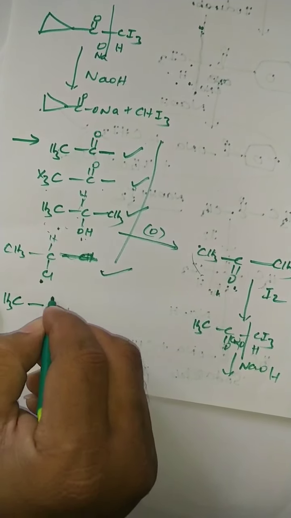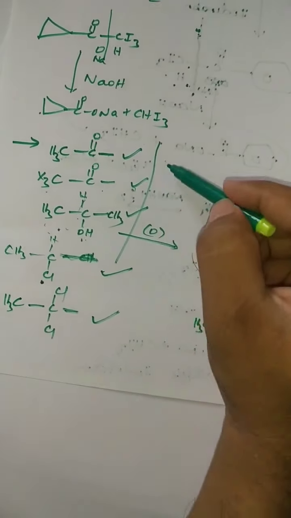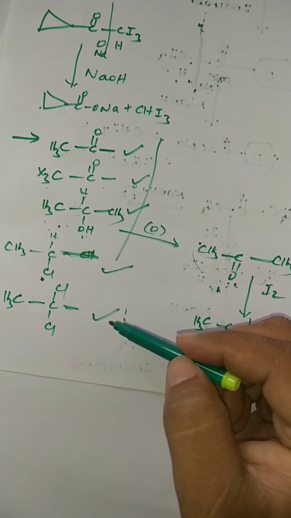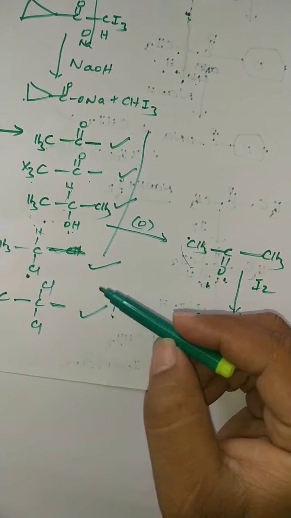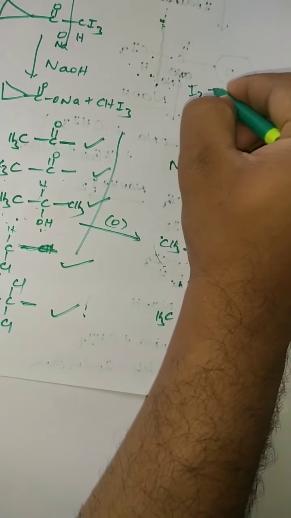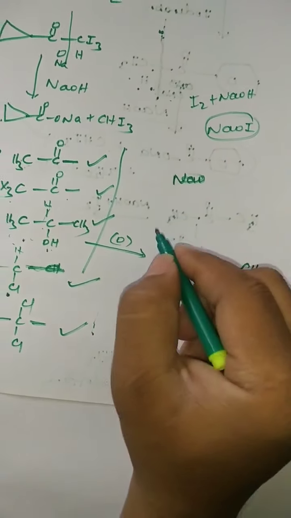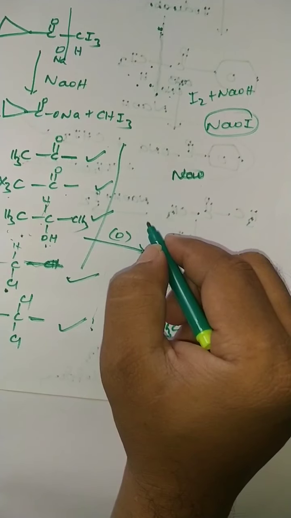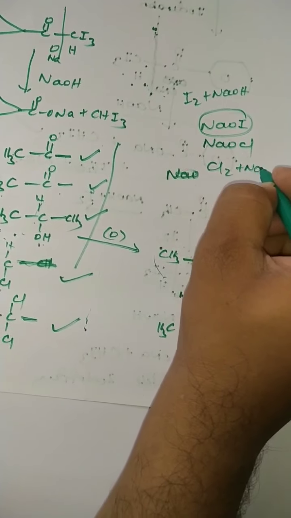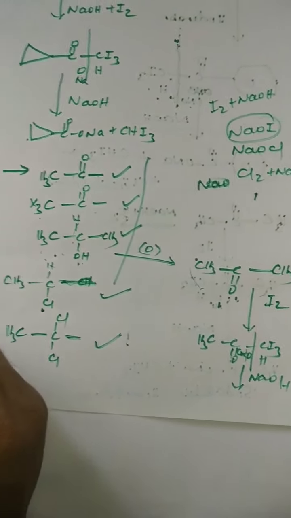Next, CH3, the geminal dihalides. Whenever you find these types of fragments in any organic compound, those compounds will compulsorily undergo the haloform reaction. In some books, instead of writing I2 plus NaOH, they will write NaOI. That is also correct. NaOI means sodium hypoiodite, or they may use NaOCl instead of writing chlorine plus NaOH. So that is very, very important, students.